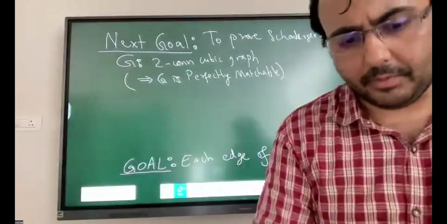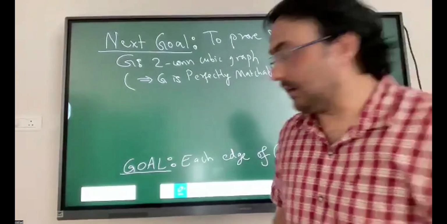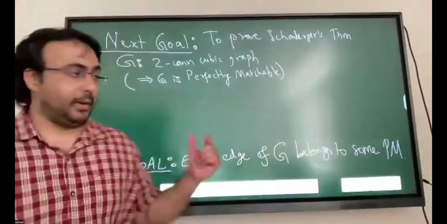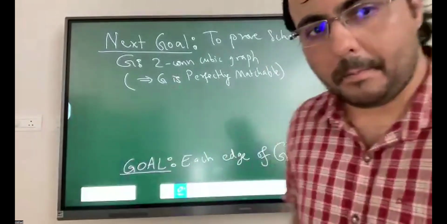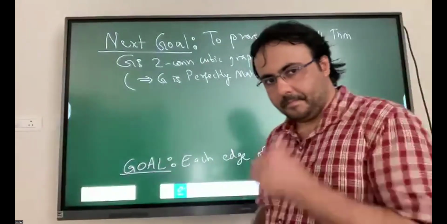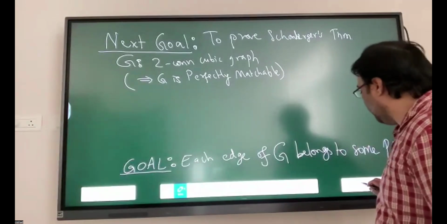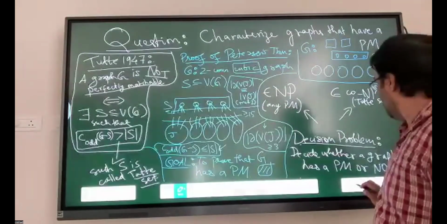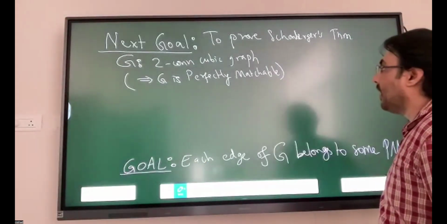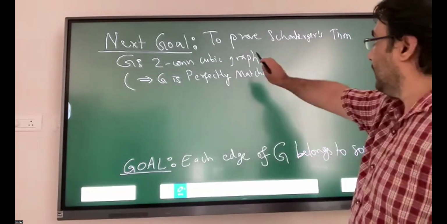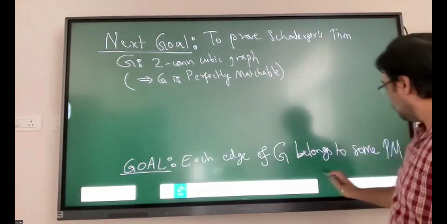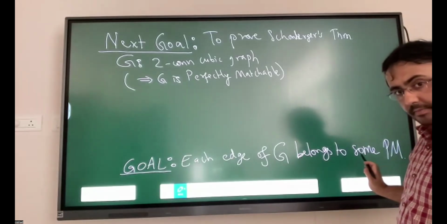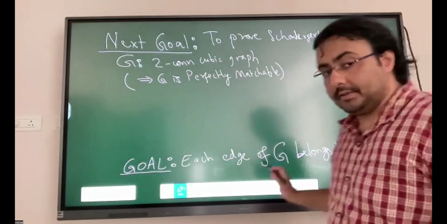So yeah, welcome back everyone. If there are any questions or concerns, please ask them. Otherwise, we will apply this theory to prove Schoenberger's theorem. Okay, so let's go back to what we want to do. Our goal is to prove that in a two connected cubic graph, every edge belongs to some perfect matching.